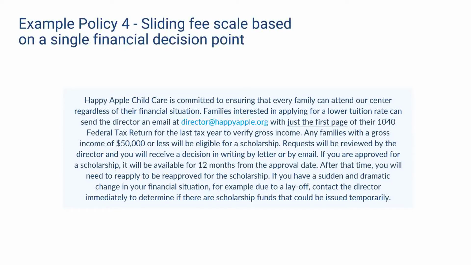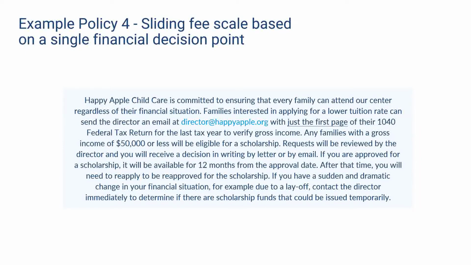Any families with a gross income of $50,000 or less will be eligible for a scholarship. Requests will be reviewed by the director, and you will receive a decision in writing by letter or email. If you're approved for a scholarship, it will be available for 12 months from the approval date. After that time, you'll need to reapply to be reapproved for the scholarship. If you have a sudden and dramatic change in your financial situation, for example, due to a layoff, contact the director immediately to determine if there are scholarship funds that could be issued temporarily.